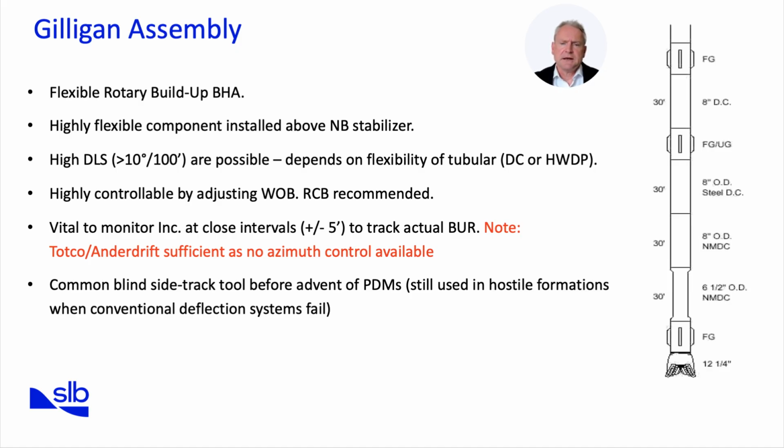Operationally, you must survey inclination very frequently, about every 5 feet, to track the actual build-up rate, BUR, and avoid overshooting. Because the method offers little to no azimuth control, simple toolface or underdrift single-shot tools are adequate. This is fundamentally a blind sidetrack technique. Historically, the Gilligan was widely used before motors became commonplace and remains a useful fallback in hostile formations when motors or steerable systems struggle.